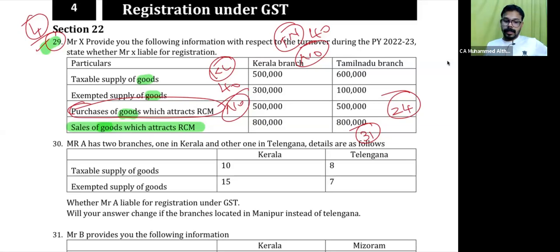Not interstate. Here, there is no interstate supply. Somebody made a mistake on that. Having two branches doesn't mean that it is interstate. I have a Kerala branch, I have a Tamil Nadu branch. It doesn't mean that I'm making interstate supply, because I'm supplying from the Kerala branch to Kerala customers, and from the Tamil Nadu branch to Tamil Nadu customers. That is not interstate. What is interstate? If I'm supplying from Kerala to Tamil Nadu, that is interstate. Are you getting?